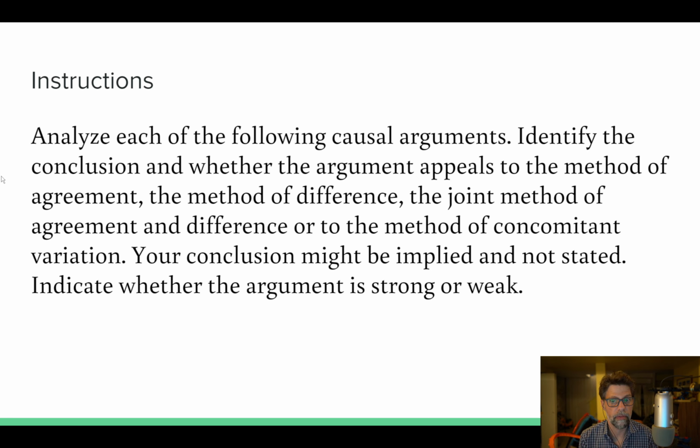and I gave you 5 of them. You were to identify the conclusion, so you could type the conclusion out, or if you're using an annotator or some other program that lets you draw on it, you could underline the conclusion of the argument. You're going to tell me which method the argument appeals to, right? Does it appeal to the method of agreement, the method of difference, the joint method of agreement and difference working together, or to the method of concomitant variation, or the method of correlation?